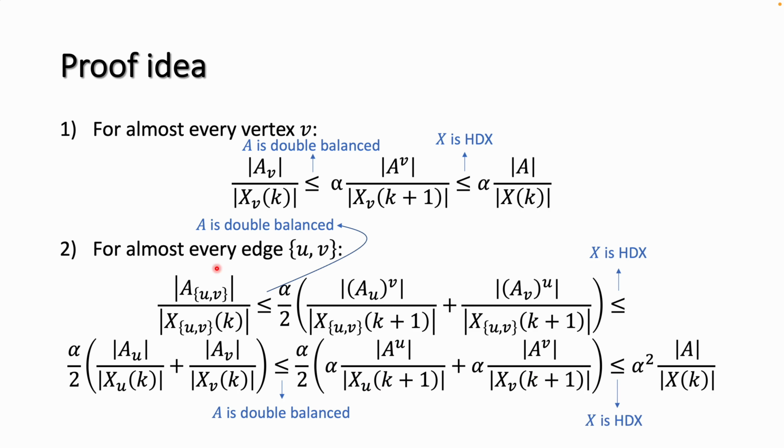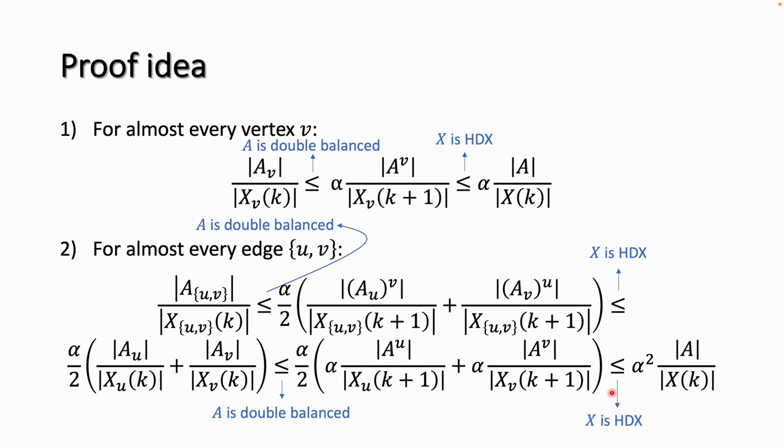So again, we get that for almost every edge, the localization of A to this edge is bounded by the total fraction of A times alpha squared. If A is small enough, then it means that it's sparse on almost every edge. So the idea is, you can see here, we move step by step. We use the double balance property, then the expansion property, and then again the double balance property, and again the expansion property.